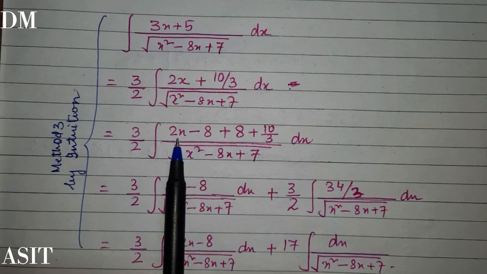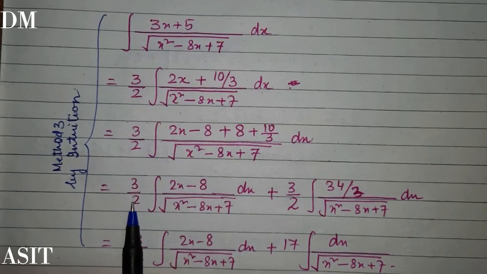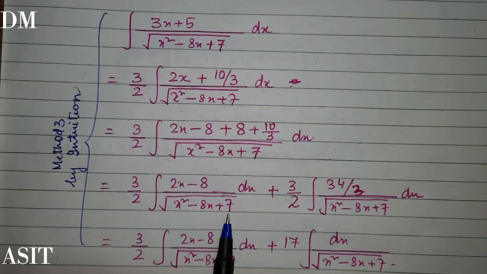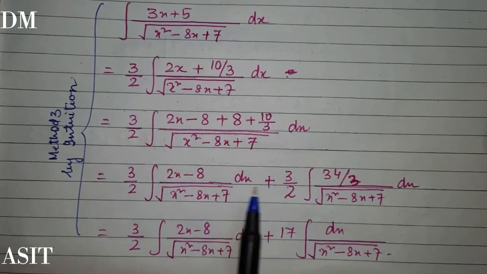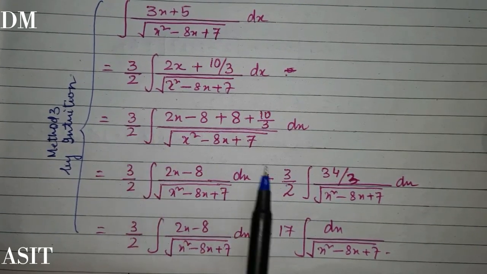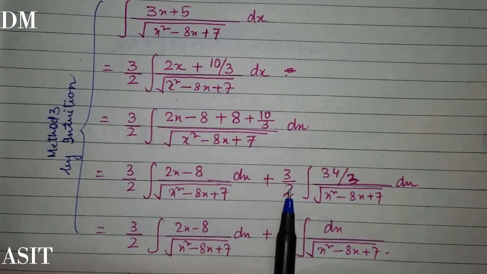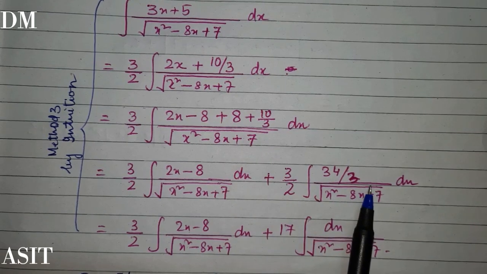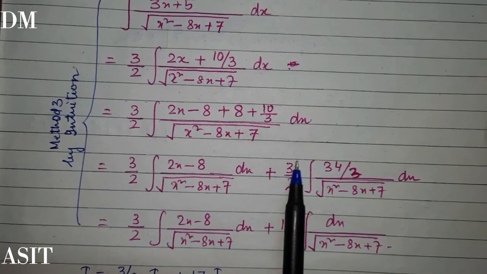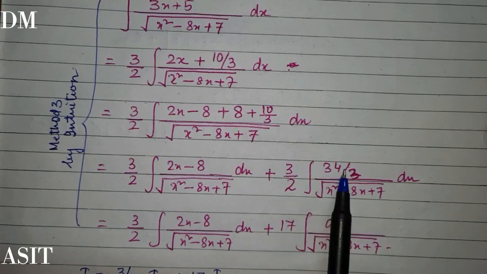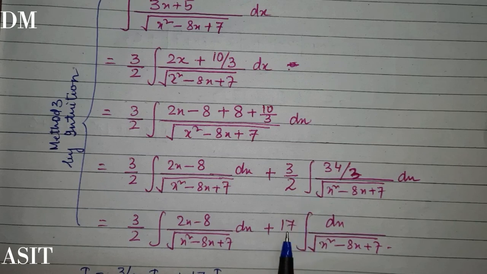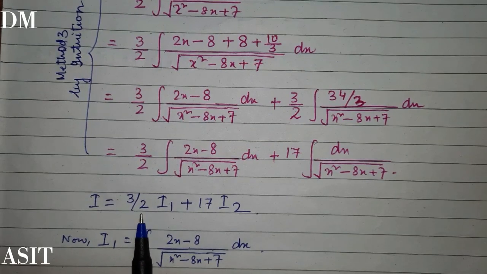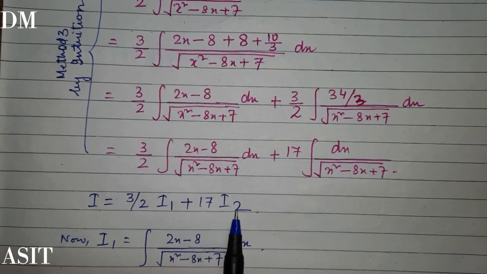Now what will I do? I will distribute the denominator. 3 by 2 is already there. Distribute the denominator with this term and this term. So this will be the integral of 2x minus 8 by root over of x square minus 8x plus 7 dx, plus, again there is a 3 by 2, which will also be distributed here. If you add these two, this will be 34 by 3. After multiplying with that coefficient, it will be 17. So ultimately we are getting I equals 3 by 2 I1 plus 17 I2.